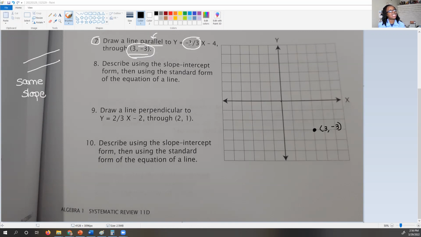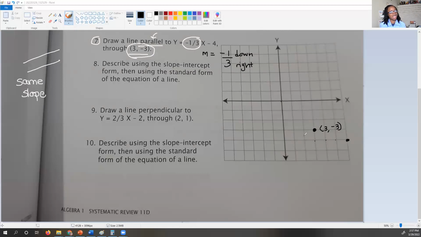Then I'm going to use my slope. The slope is the same. So I'm going to use my slope to plot the next point. The slope, again, is going to be negative 1/3. So that means I'm going to go down 1 because it's negative, and I'm going to go to my right 3 because my denominator is positive. So from the point they gave me, I'm going to go down 1, and I'm going to go to my right 1, 2, 3.